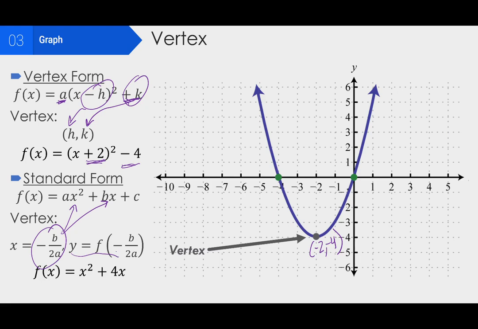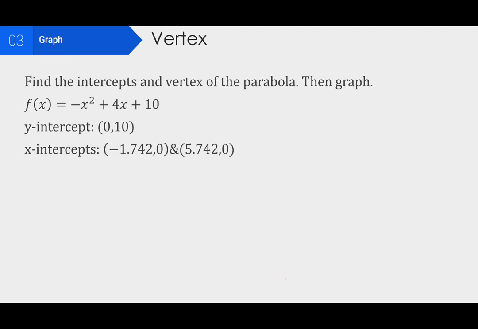This same equation written in standard form is f of x equals x squared plus 4x plus 0. So we would take negative b, which is negative 4, over 2 times a, which gives you negative 2 for the x value, the x coordinate of the vertex. And then we'd plug that into the standard form, and it gives you negative 4, which is the y value of the vertex. So whichever way it's written, you should be able to find the vertex. Now, let's give it a try with that problem we just did.